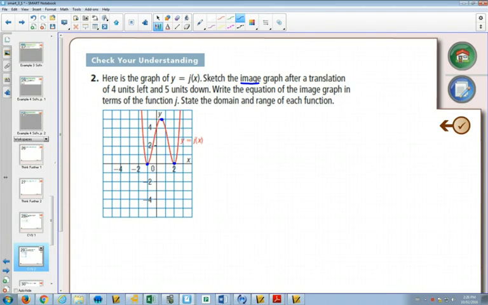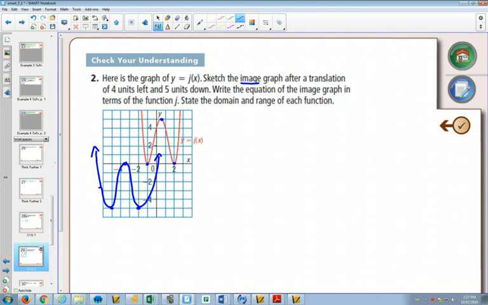So if I moved it 4 to the left and 5 down, 1, 2, 3, 4, 1, 2, 3, 4, 5. And this one, 1, 2, 3, 4. And once I've got those points, I'm going to just try the best as I can to go through those same points.